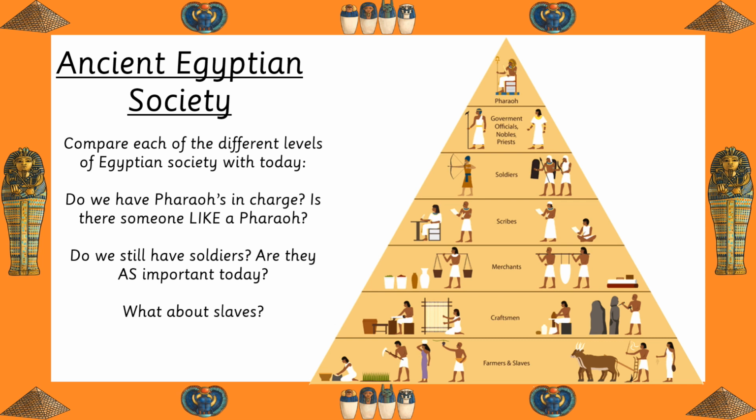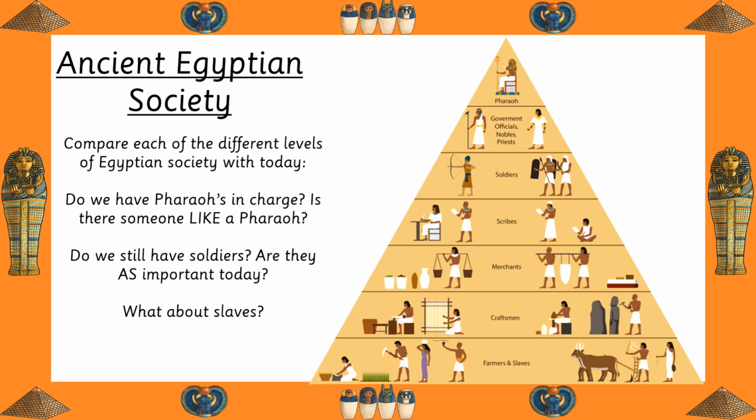Have a look at the next one, government officials, nobles and priests. Do we still have government officials today? Do you think they still have the same levels of power? Do we still have nobles, the people who are in charge of cities, or has their role changed? Do you think priests or anybody who's in charge of a religion, do you think they're as high up? Do you think they have as much influence and power today? What about soldiers? Do we still have soldiers today, and are they as important? Are they rewarded as well as they may have been in ancient Egyptian society?